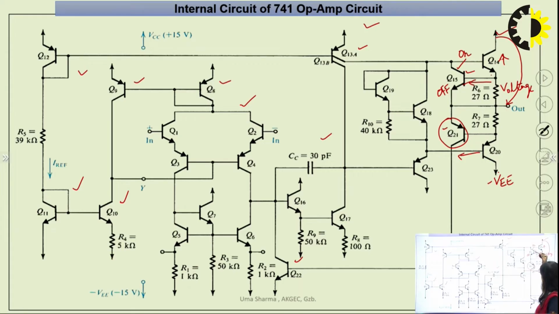So the transistors Q15, Q21, Q24 and Q22, these are the transistors that are responsible for the protection of this IC. Normally they are off, so we can consider that these transistors have zero current when we are talking about the ideal situation.